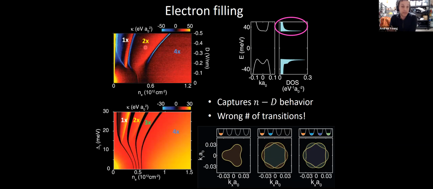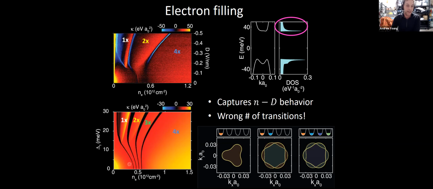And so here's a comparison of experiment in ABC trilayer graphene and theory, and what you can find is that you have indeed a very similar structure. What's being plotted here are one-fold, two-fold, three-fold, and four-fold degenerate Fermi surfaces. The qualitative features of this displacement field versus density behavior are indeed captured. You can see that these transitions follow this kind of trend. That apparently is simply following where the density of states is high. And so that lines up.